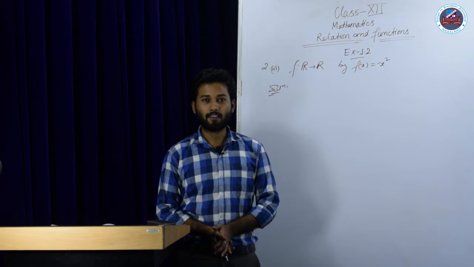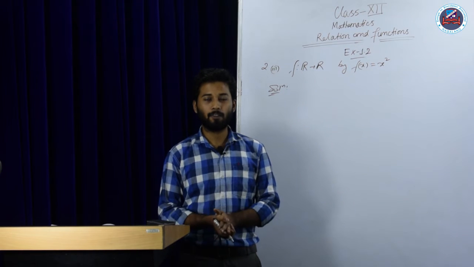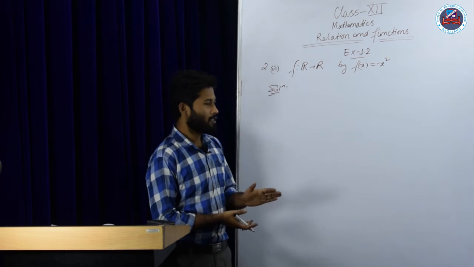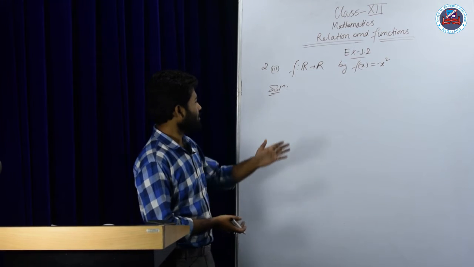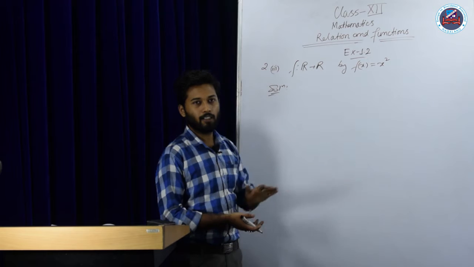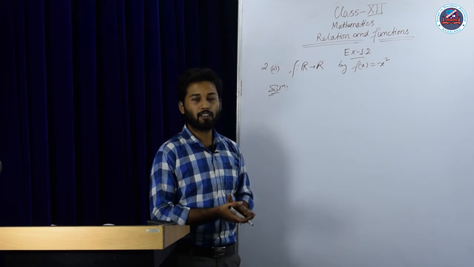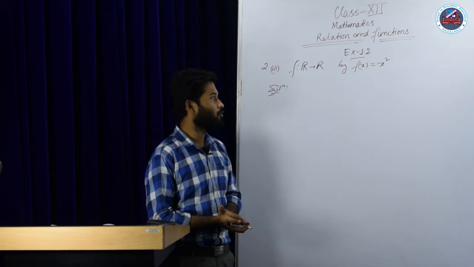Hello dear students, in this video we shall solve a few problems from the exercise 1.2. So let us see the first question. Here it is given a function f from R to R defined by f of x is equal to x squared. So we need to check whether this function is 1, 1 and onto or not.